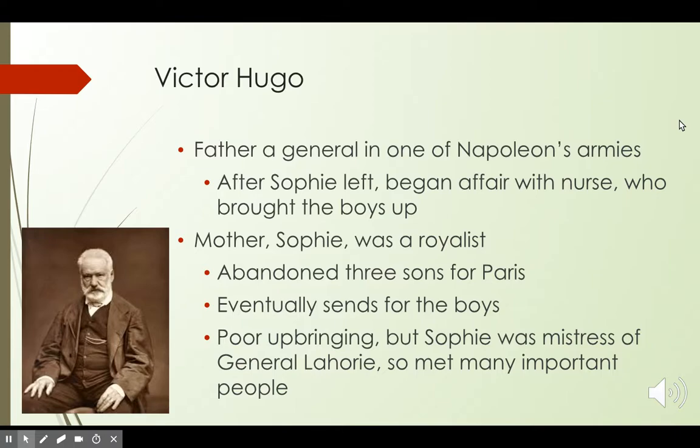Victor Hugo was one of three, and when they were young, his mother, whose name was Sophie, abandoned all three of them and went to Paris. After she left, Hugo's father began an affair with a nurse who was actually the one who brought the boys up. But Sophie eventually sends for the boys. They didn't get a lot of attention or a great upbringing there. Sophie was not that interested in them. However, she was a mistress of General Lahorie, who was an important figure of the time. This meant that Hugo and his brothers met quite a few important and influential people in France at that time.